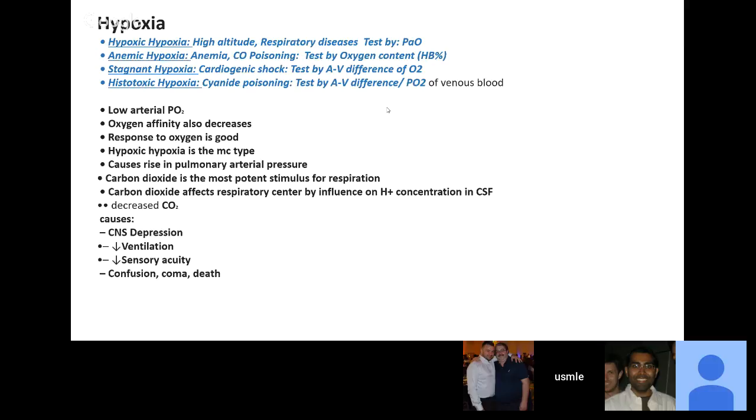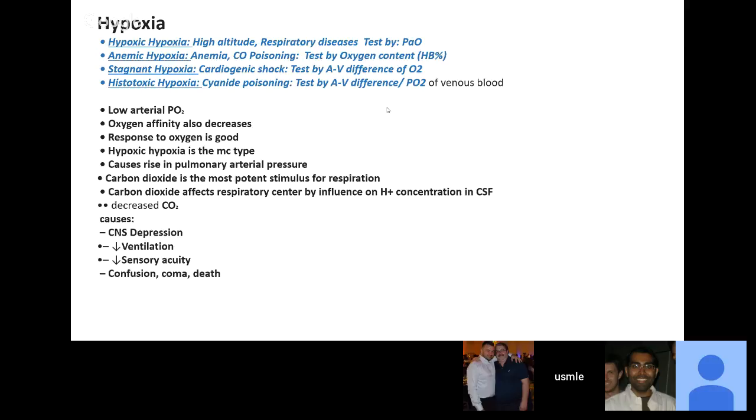Carbon dioxide affects your respiratory center by its influence on the H plus concentration in the CSF. Keep that in mind, this has been a question actually. I don't remember, Amdi, was it you that sent me that question about this? No, it was different. But just remember that the CO2 acts on the H plus within the CSF, and this is why you're going to have irritation, because of the decrease of oxygenation within the CSF and in the brain itself by circulation.